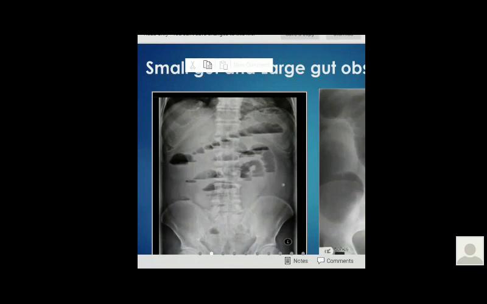Usually, in adynamic obstruction there is inadequate peristalsis or absent peristalsis, and there is no mechanical obstruction. So, these are the causes of intestinal obstruction.